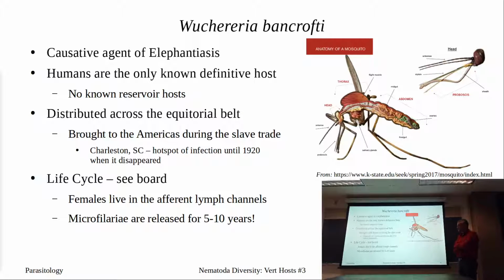We're past that time. We're past the Revolutionary War, past the Civil War. But at those time periods, this was a hot spot of infection. Charleston, South Carolina had Wuchereria. You had individuals exhibiting elephantiasis. All right? But then in 1920, it vanished, it disappeared. Probably related to the mosquitoes. Something probably happened, maybe a cold winter or something like that. That's kind of a guess.